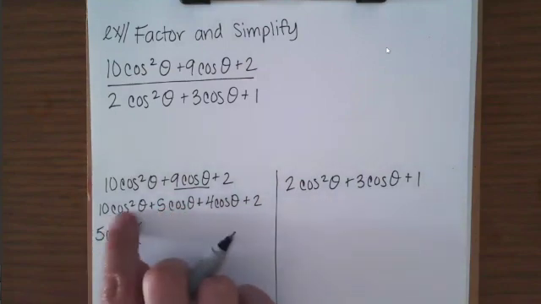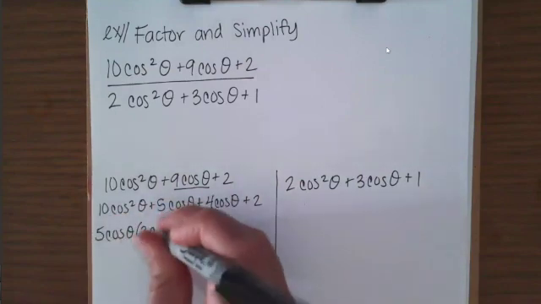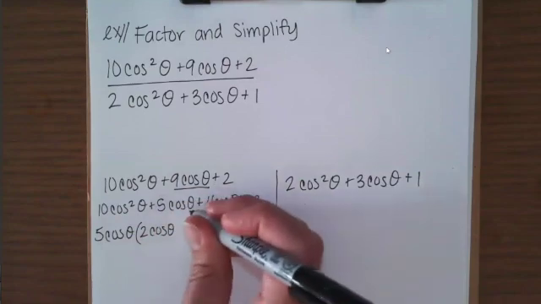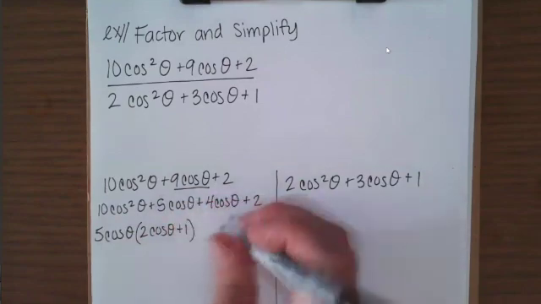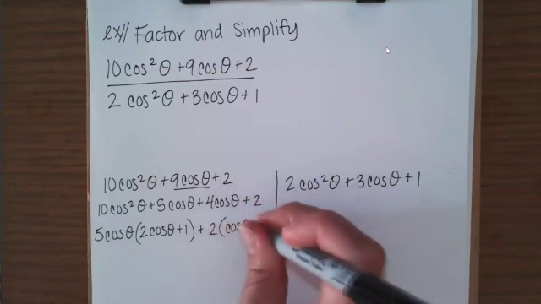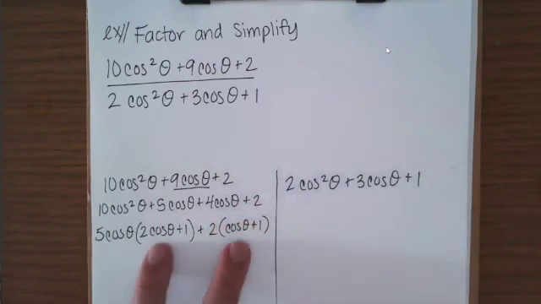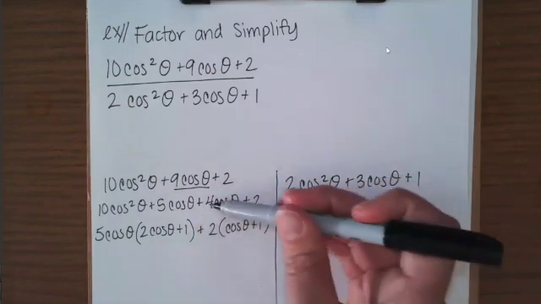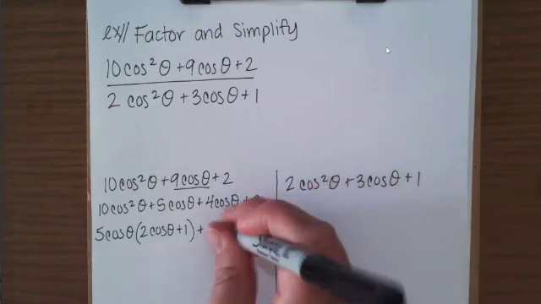So if I pull out 5 cosine theta from here, I am left with a 2 cosine theta. Pull out the 5 cosine theta from here, I get 1. These two, they have a common factor of 2, so I'll pull out a 2. Now, if you do this factoring by grouping correctly, this should happen. Oops, what did I do here? Oh, I dropped my 2. I'm sorry. Pull out the 2 from the 4. That still leaves me with a 2.